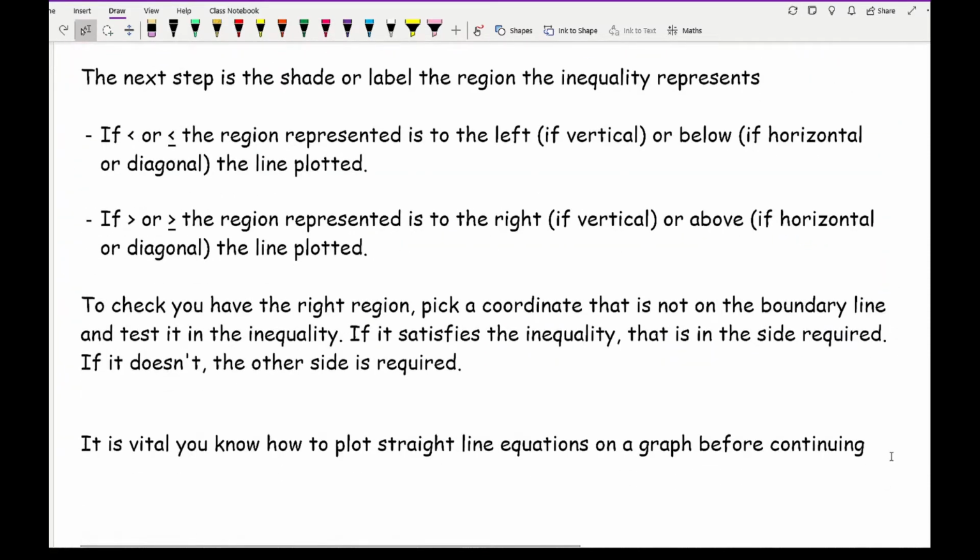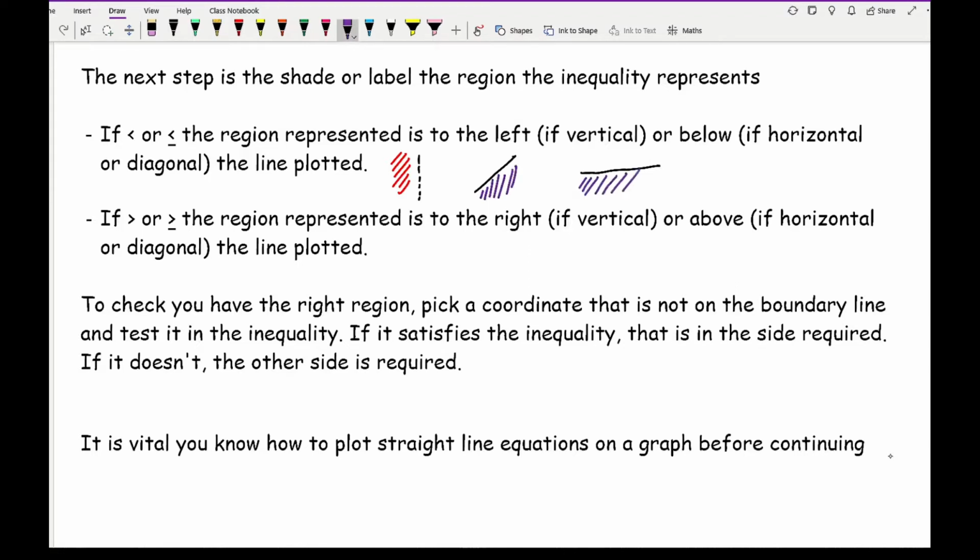Now the next step is to shade or label the region the inequality represents. Now if you've got either a less or equal to, then the region represented is to the left if it's a vertical line, or below if it's a horizontal or diagonal line. So for example, if I had, let's say, a vertical line that's dashed and I had less or equal to, then it will be the region on the left. If I had, let's say, a diagonal line or a horizontal line, then it would represent the area that's below the diagonal line or underneath the horizontal line.